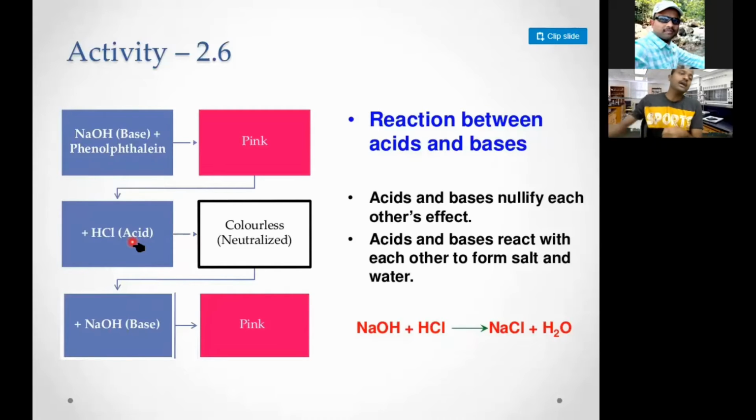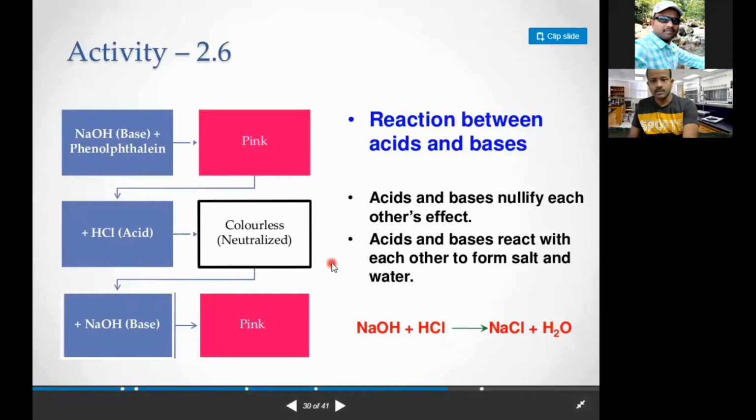Again you add NaOH. The solution turns basic again, and the pink color appears again. In this manner we can see the reaction between acids and bases. Acids and bases nullify each other's effect. Acids and bases react with each other to form salt and water. This is activity 2.6.